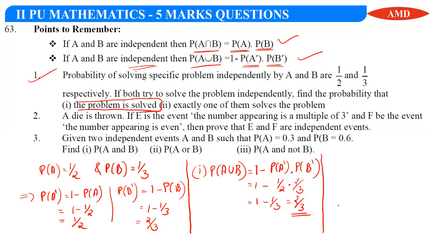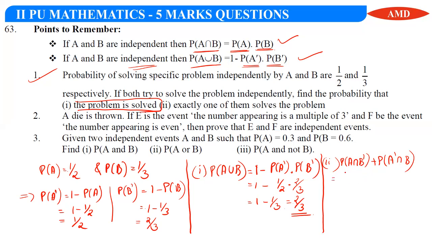And the second question is, exactly one of them solves the problem. If A solves the problem, then B shouldn't be solving it. If B solves the problem, A shouldn't be solving. So that means probability of A intersection B dash plus probability of A dash intersection B. That means the first one says A has solved the problem and B has not solved the problem. The other case is A has not solved the problem, but B has solved the problem.